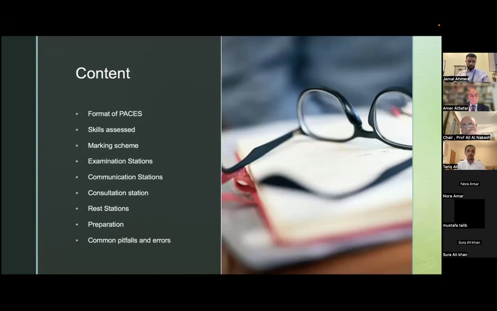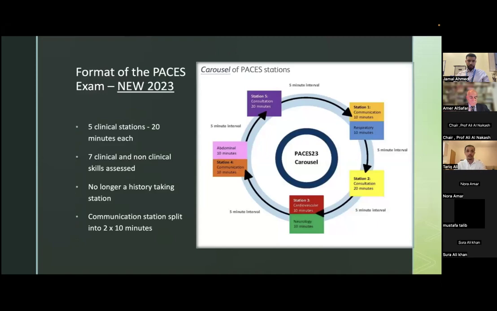So we're just going to talk through the format of PACES, what skills are assessed, what the mark scheme looks like, and then a particular focus on the different stations: the examination, communication, and consultation stations, and then a bit about how to actually prepare for it. Next slide. So the stations have changed. If anyone has done it in the last year or 2, they would have noticed that it's changed. And if someone has taken a break from doing it, you'll experience something slightly different. So there are 5 clinical stations, each of 20 minutes.